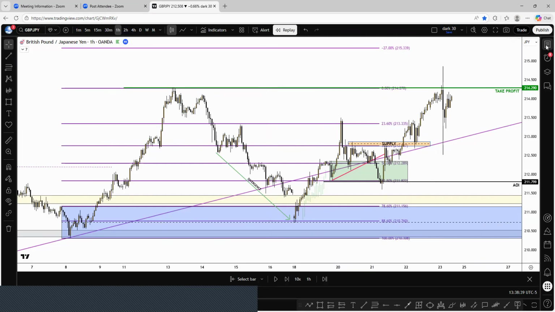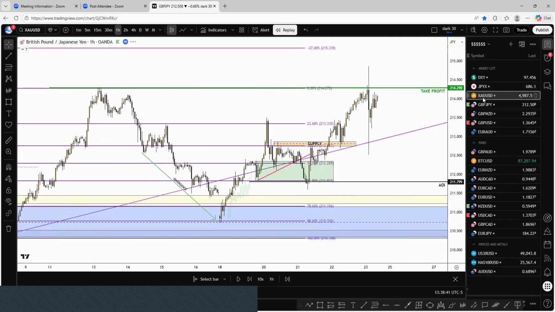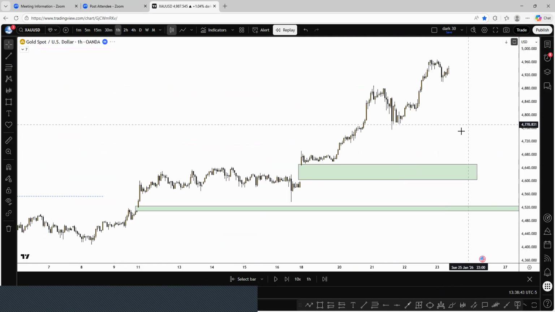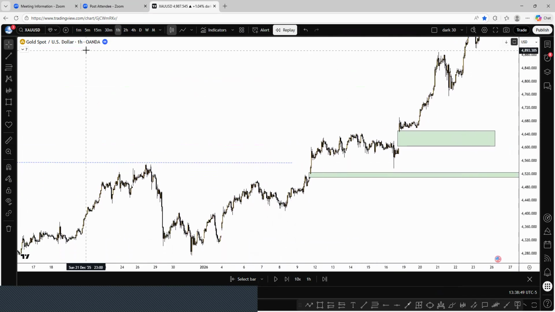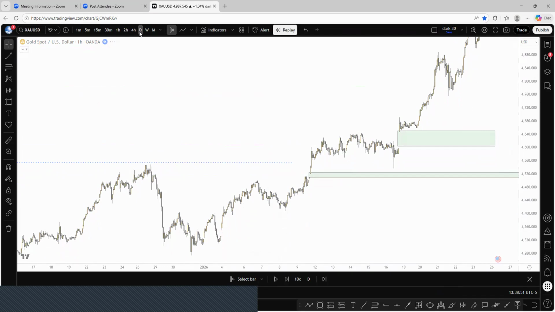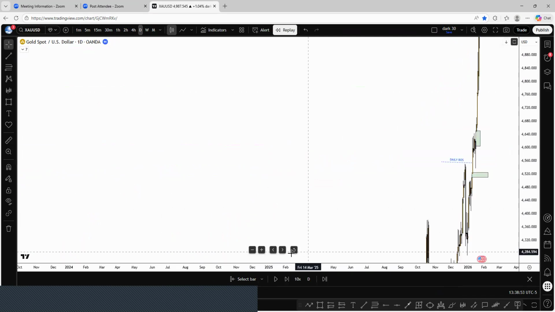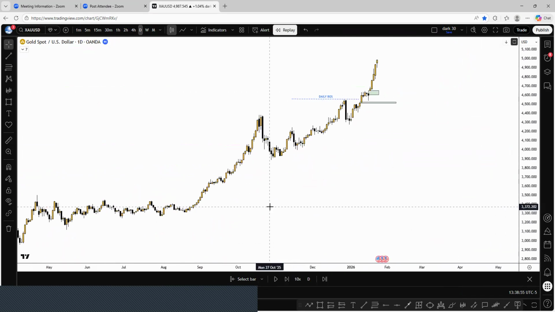Now let me go to gold right fast. This one I kind of messed up because I deleted the markups that I had on the chart by mistake. So I'm gonna try to kind of wing what I had.